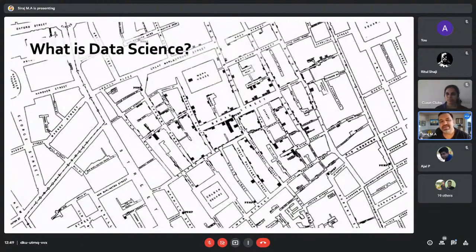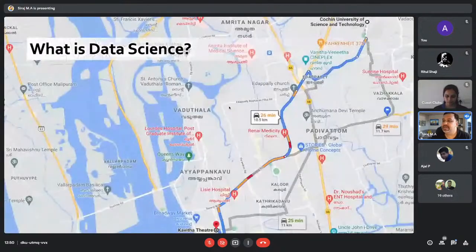Is this data science? Right? John Snow actually used visual representation of data to try and understand what was happening with the spread of the epidemic at the time, which was cholera. Right? Here's another one.